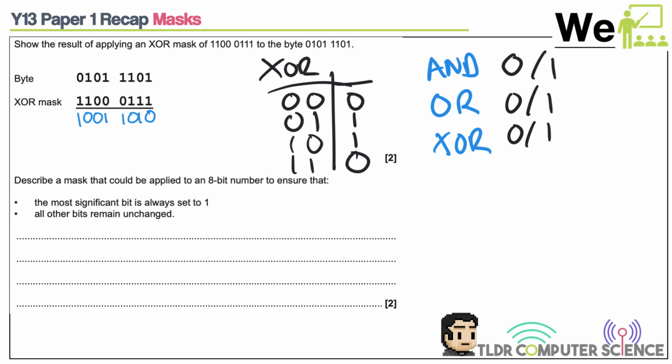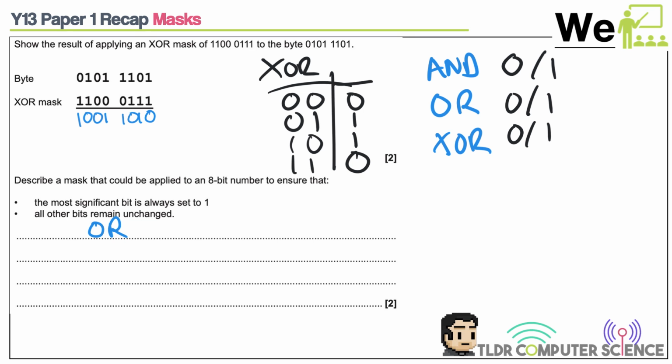And now it's asking you to think about another mask you could use that could be applied to an 8-bit number to ensure the most significant bit is always set to 1. Which side is the most significant bit? On the left. And all the others remain unchanged. So what do we do that enables things to always be 1? Which one are we going to use? An AND switches things off. Yeah, an OR, if the input for an OR gate is 1, it will be on. So I would say an OR mask.